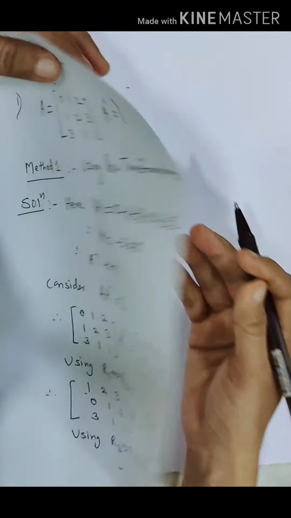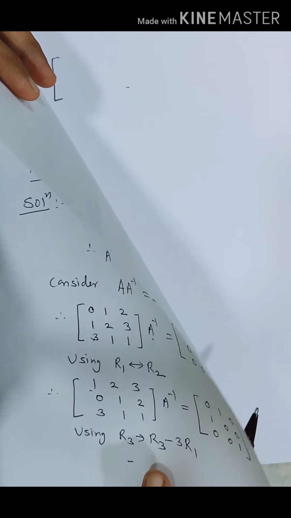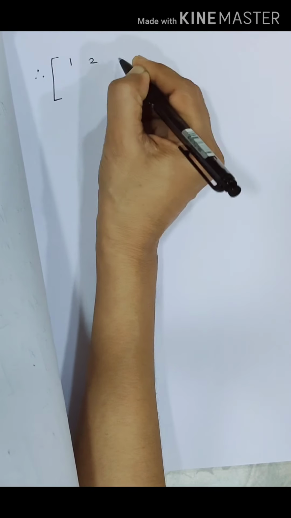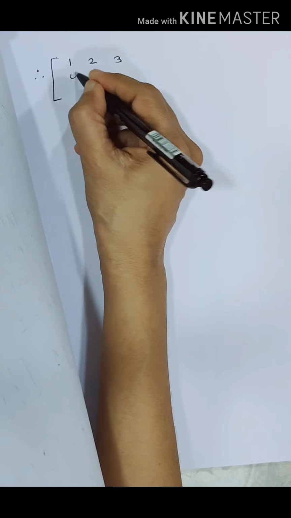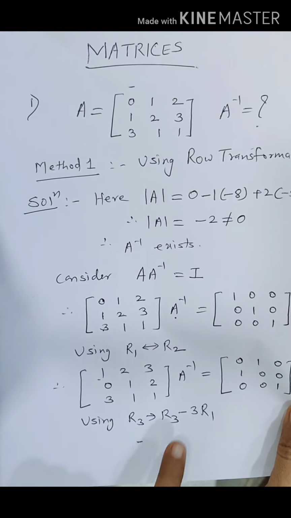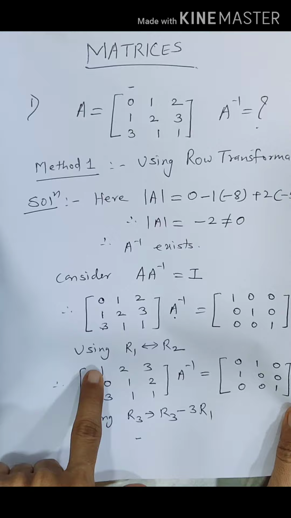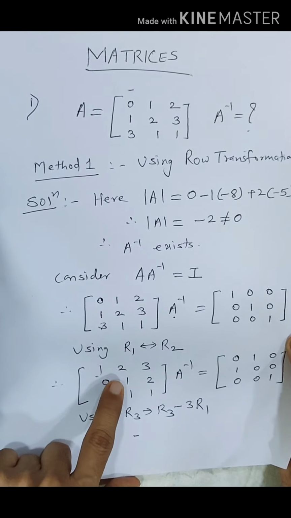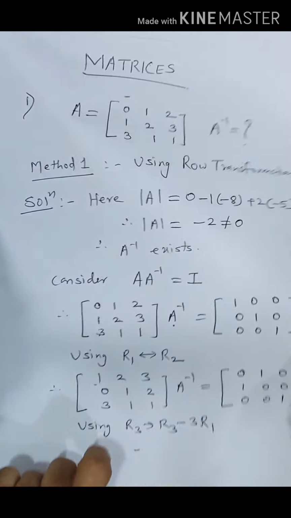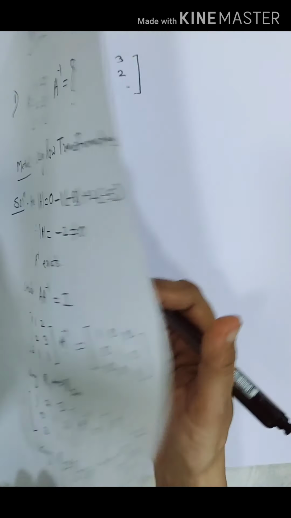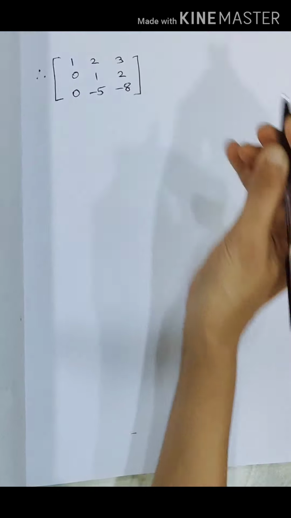So, using this operation, we get matrix A as follows; only the third row will change. I'll write the first two rows as it is. First row is 1, 2, 3. Second is 0, 1, 2 as it is. Now the operation is R3 minus 3R1. So 3 minus 3, that is 0. 1 minus 3 times 2, so 1 minus 6, that is equal to minus 5. And 1 minus 3 times 3, that is 1 minus 9, so that will be minus 8 here.